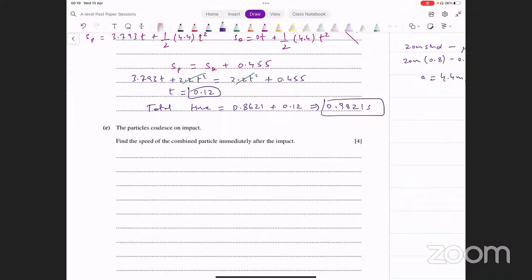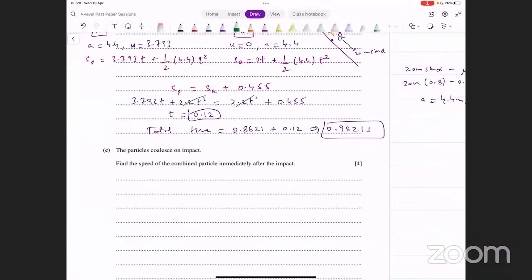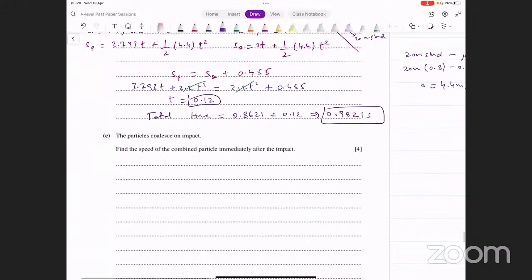Okay, the particles coalesce on impact. Now when the impact happens, at that point they coalesce, so they become one single object at that point. Now what do you have to do? You have to find the speed of the combined particle immediately after the impact.